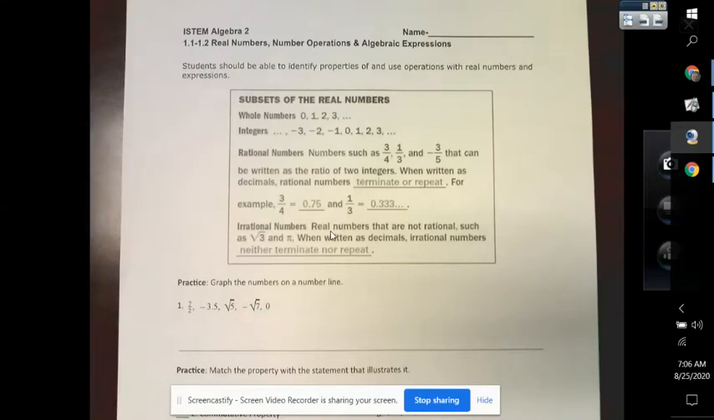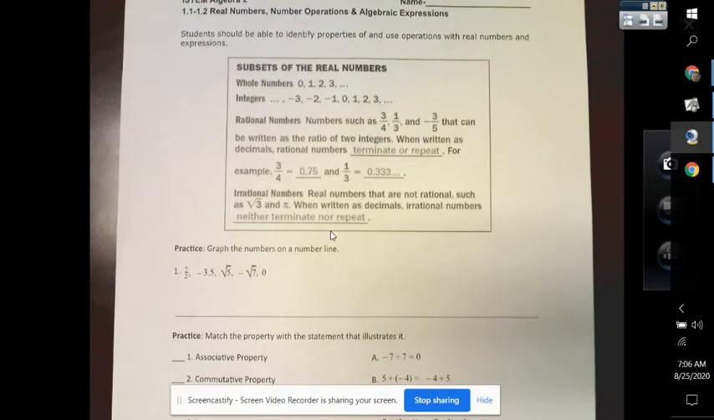Hi, everybody. Welcome back. We're just going to take a look at some real numbers, number operations, and algebraic expressions. So you can check this out in this video. Students should be able to identify properties of and use operations with real numbers and expressions. So let's talk about it and see how we do.